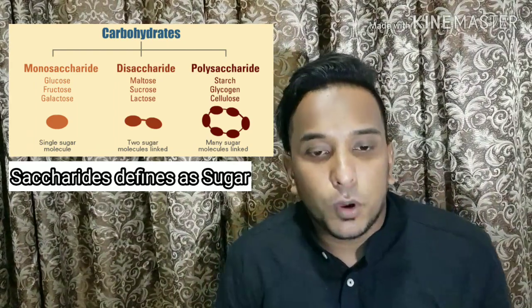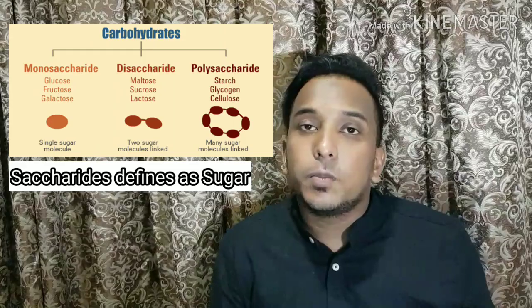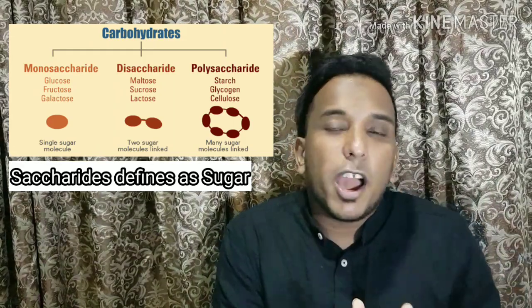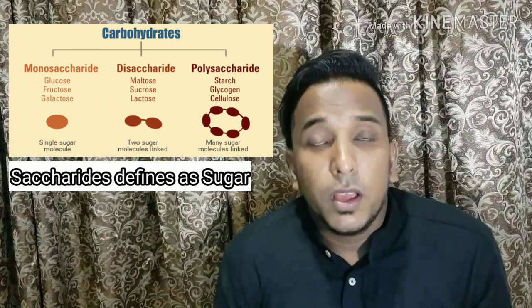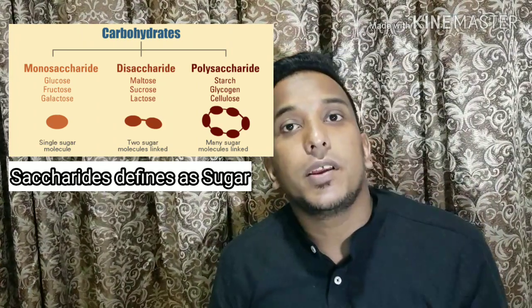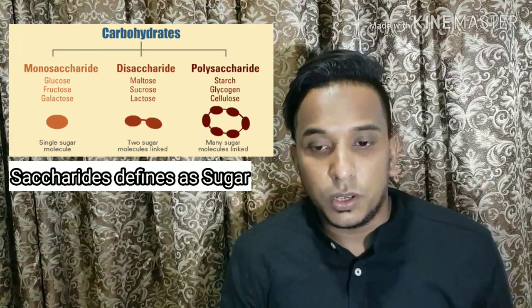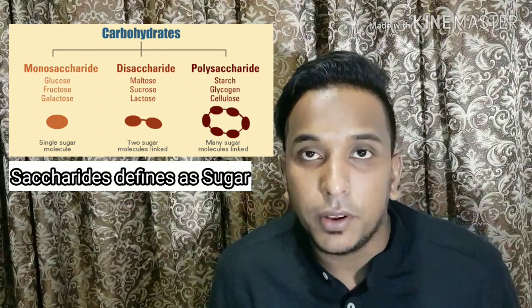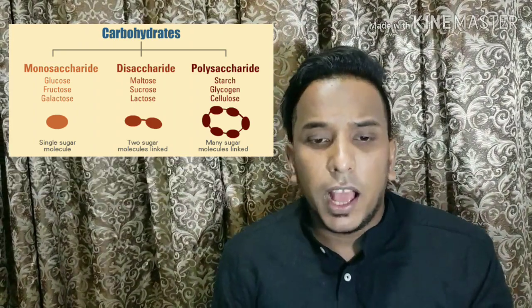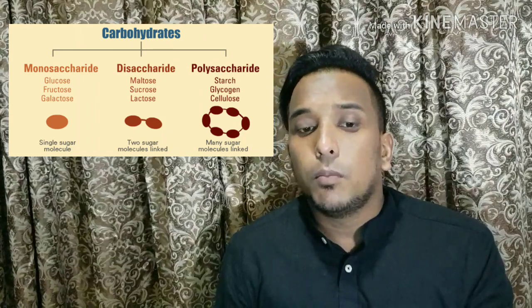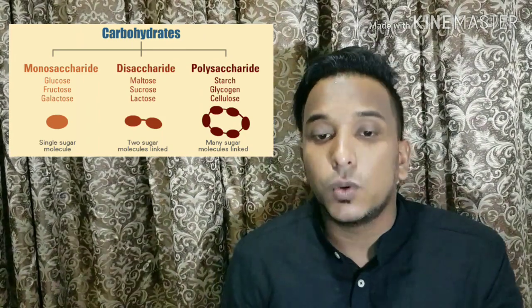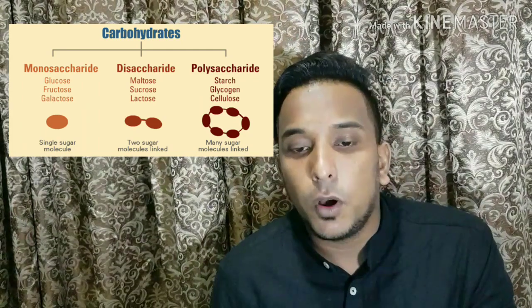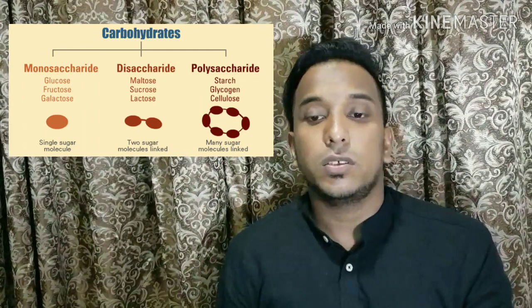Let's see about monosaccharides. Monosaccharides are carbohydrates that consist of only one sugar. Disaccharides are carbohydrates that consist of two sugars. Polysaccharides are carbohydrates that consist of three or more sugars. Examples: for monosaccharides you have glucose, fructose and galactose, and for disaccharides you have maltose, sucrose and lactose.